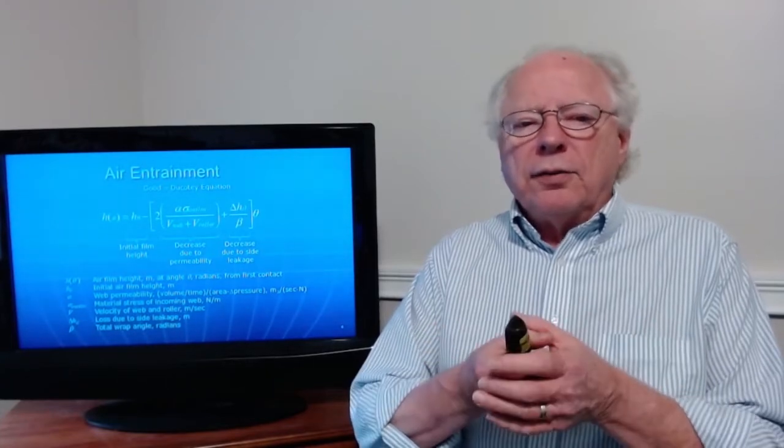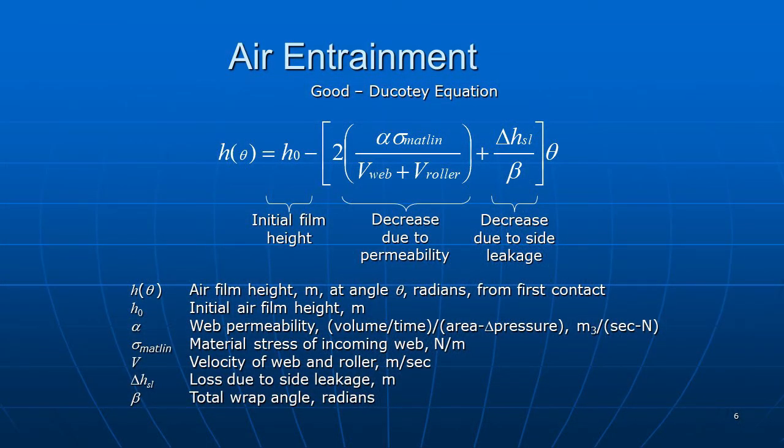Keith put this together. So we've got the thickness of the air film at any point along the roller is equal to the initial air film thickness minus a term that describes how much air leaks out through the porosity of the web, where the coefficient is the web permeability. And again, we have the stress term and the velocity terms in the denominator. And then also a term that describes the amount of air leaking out the sides of the web. And so you can find the air film thickness that resides in any part of the contact zone.